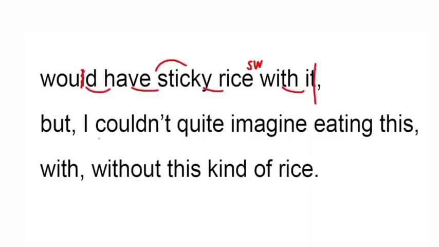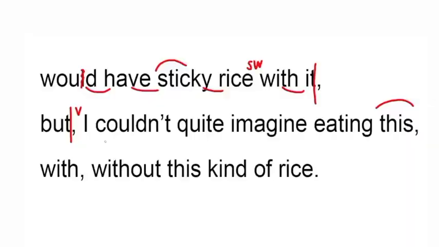"But I couldn't quite imagine eating this." "This" is the most stressed, as she's pointing to something. She puts a little break here between "but" and "I." If she didn't, she would have flapped the T: "but I couldn't." Since she doesn't, she puts a break, separating these into 2 thought groups. We have a stop T. "But I couldn't quite imagine eating this."